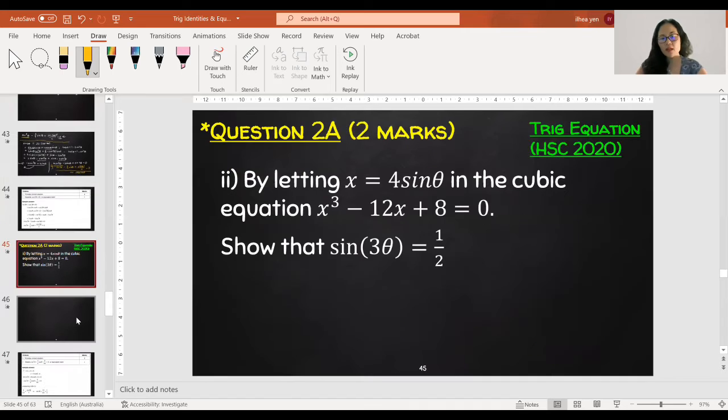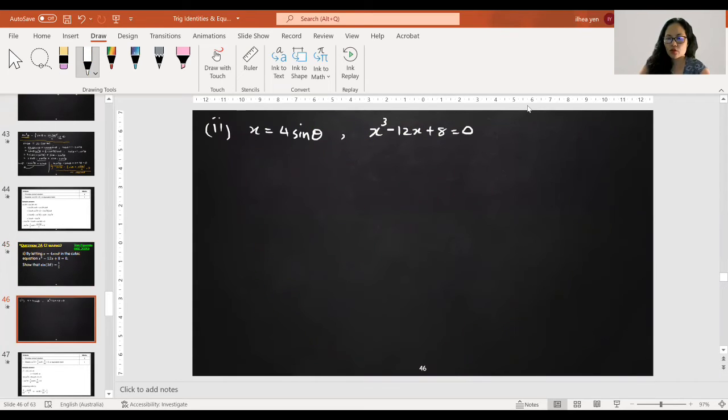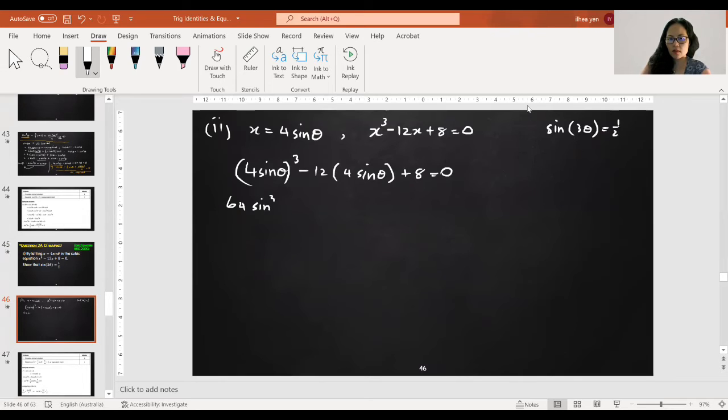Next one. So the second part is that by letting x equals 4 sin θ in the cubic equation, show that sin 3θ equals a half. Okay, so this is related to the first one. So I'm going to substitute in. You get 64 sin³θ minus 48 sin θ plus 8 equals 0.